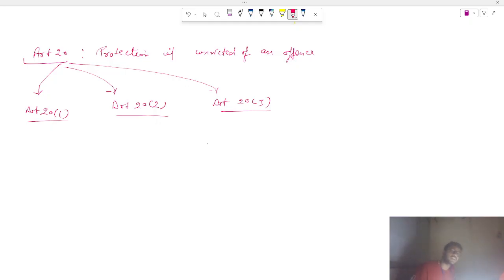So basically Article 20(1) says, ये simple बात हम समझते हैं. Article 20(1) says no ex post facto legislation.